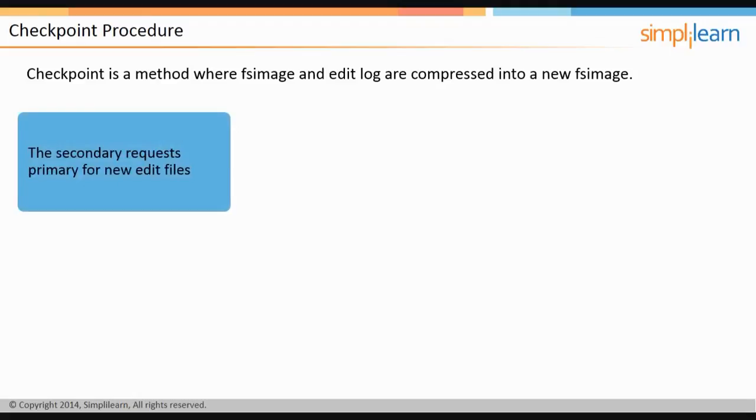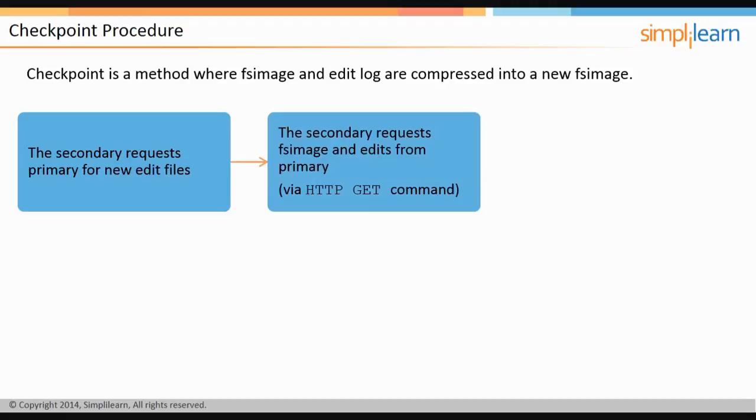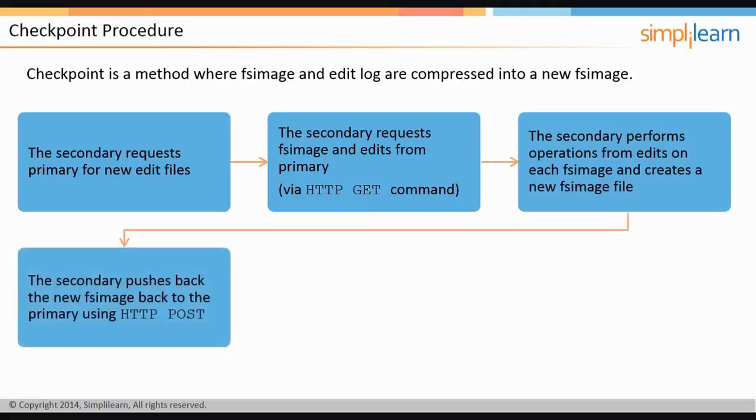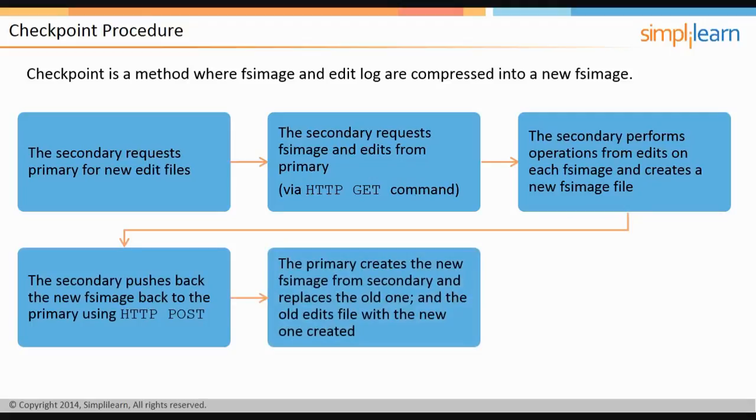1. The secondary requests primary for new edit files. 2. The secondary requests FS image and edits from primary via HTTP GET command. 3. The secondary performs operations from edits on each FS image and then creates a new FS image file. 4. The secondary pushes back the new FS image back to the primary using HTTP POST. 5. The primary creates the new FS image from secondary and replaces the old one, and the old edits file is replaced with the new edits file created at step 1.